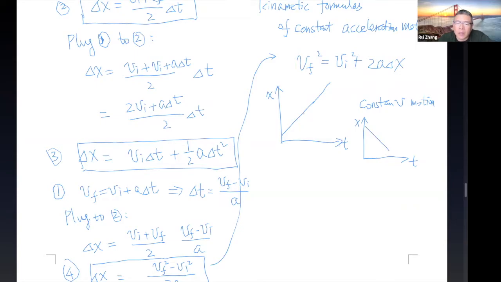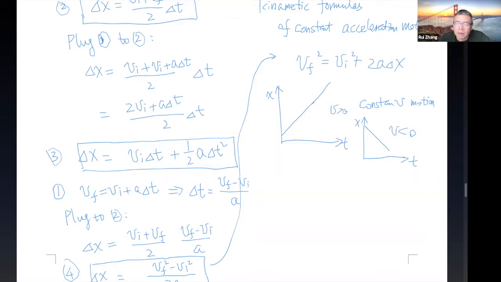What's the difference? As time goes on, X is increasing, so this motion is going upward. In this case, as time increases, X goes down, so this motion is going downward. So the directions of motion are different. In one case you have positive velocity, in the other negative velocity. If you calculate the slope here, you get a negative number because the final position is smaller than the initial. So V is smaller than 0 here, and here V is larger than 0.